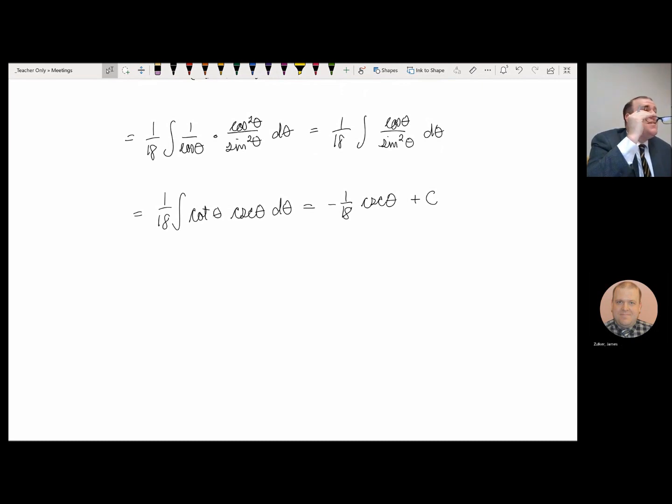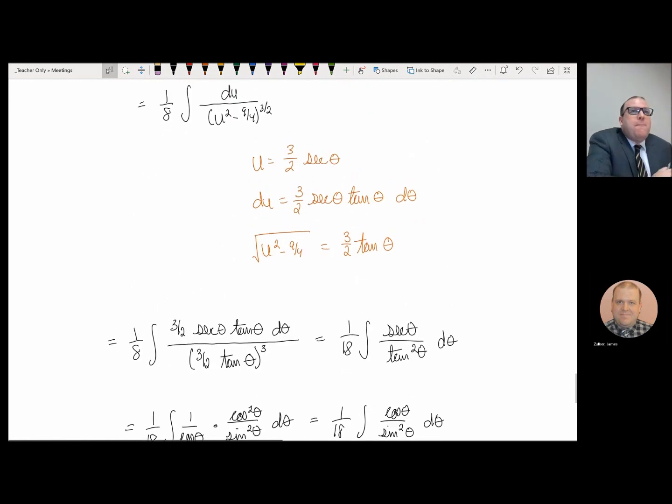We're not done. We now need to write cosecant of theta as a function of u. We don't have anything about cosecant in the substitution. We have nothing about sine either. That's a problem.